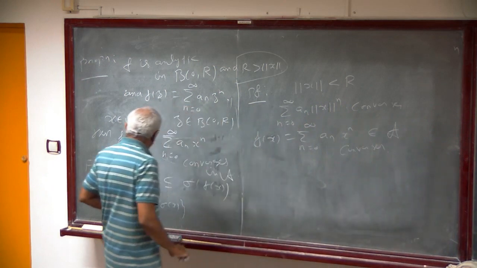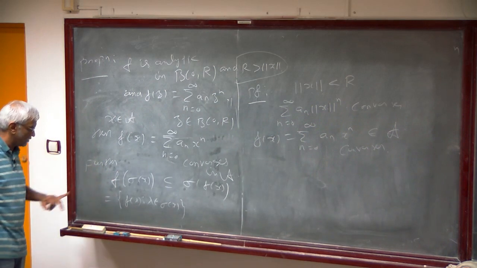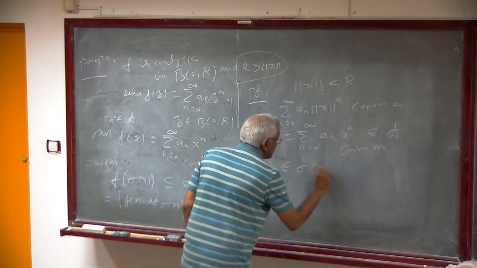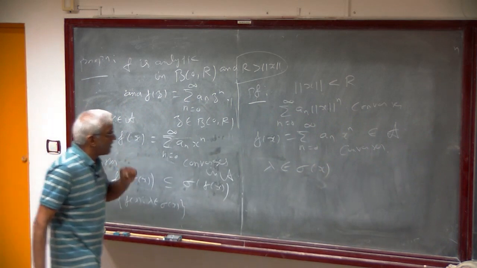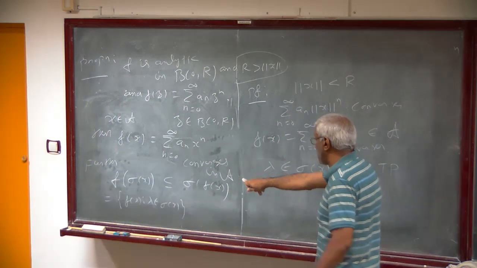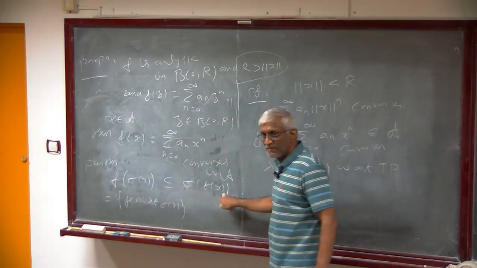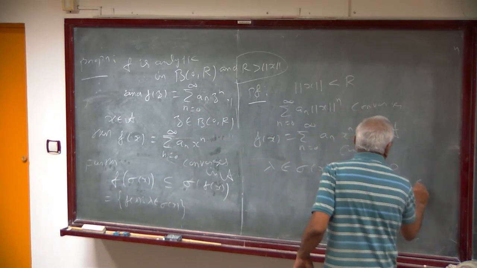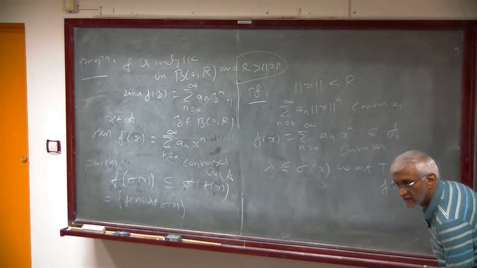Now the second one needs slightly more work. So now lambda is in sigma of x. Now to prove this, what do you have to prove? If lambda is in sigma of x, then f of lambda should be in sigma of f of x. That's what we want to do.